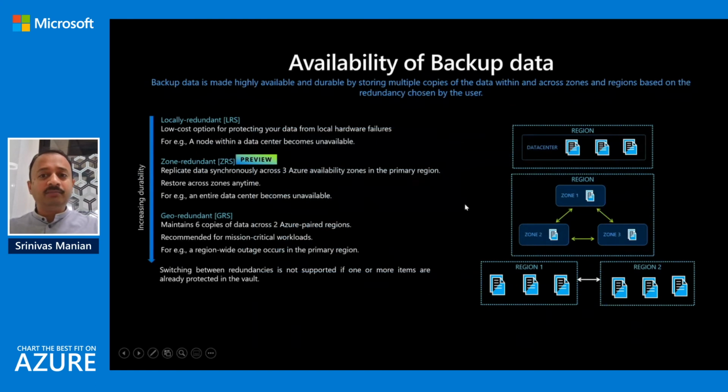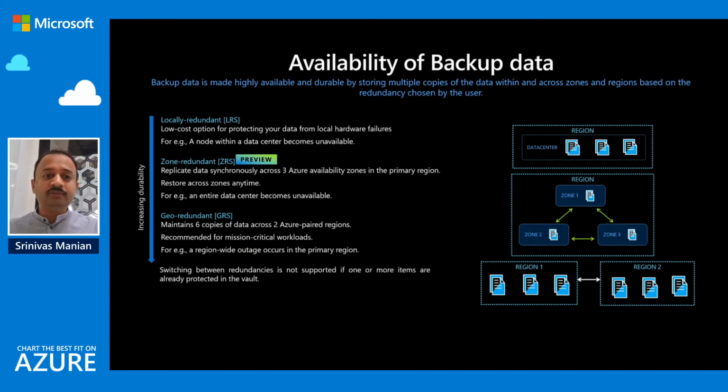From the availability of backup data, as we shared, there are multiple redundancy options that Azure Backup provides today. The three options we have are locally redundant storage, zone redundant storage, and geo redundant storage. Locally redundant storage is a low-cost option for protecting your data from any local hardware failures. So we are replicating three copies of the data within the data center to provide you better availability. As of today, there is zero annual failure rate for all the data that is staged on Azure storage.